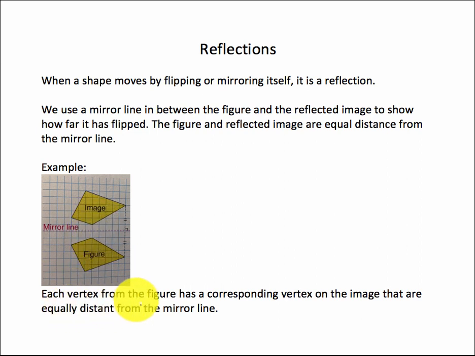Okay, so each vertex from the figure has a corresponding vertex on the image that are equally distant from the mirror line. So for example, this vertex here, its corresponding vertex on the image is this one, and they're each just one square away from the mirror. Imagine that you are standing in front of a mirror. If you're very close to the mirror, then your image will appear to be very close, right? But if you're standing further back, like this point over here, then the image will look like it's further away.